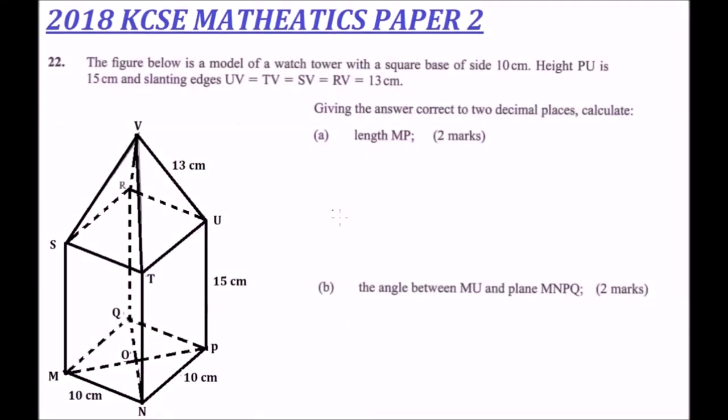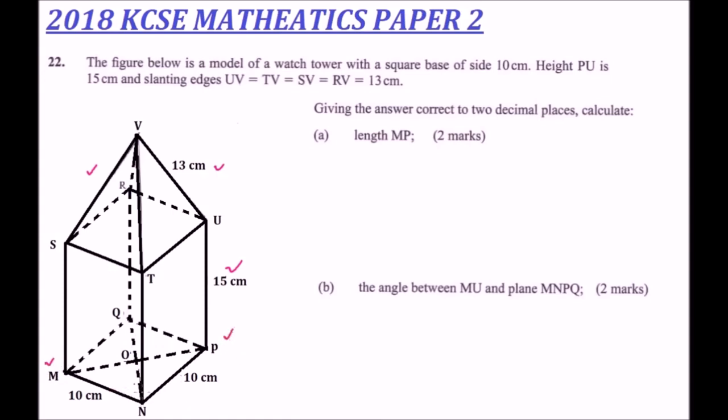So this is question number 22, and we are told the figure below is a model of a watchtower with a square base of 10 centimeters, height PU, this is the height, 15 centimeters, and slanting edge UV is 13 centimeters, which is the same as VS, VT, and VR. Giving your answer correct to 2 decimal places, calculate the length MP. So where is our MP? This is our M, and this is our MP.